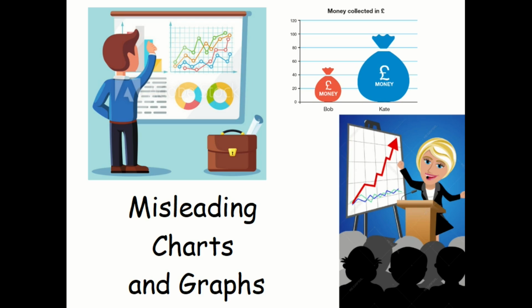And you can probably see from these pictures what I mean by misleading charts and graphs. You can probably spot that there's something wrong with this chart here. We've got two money bags and one is considerably bigger than the other, and yet we've got a scale going up in 20s here, so it's not clear what's going on. And you can see here that this lady perhaps is talking about sales figures that are skyrocketing, whereas perhaps their competitors' line graphs are somewhere down here.